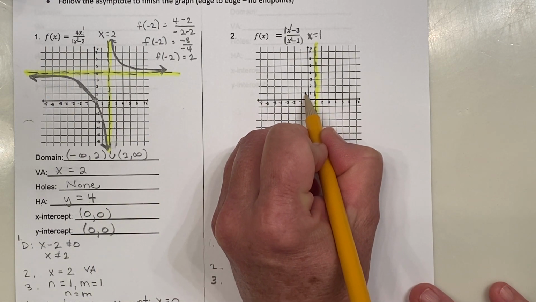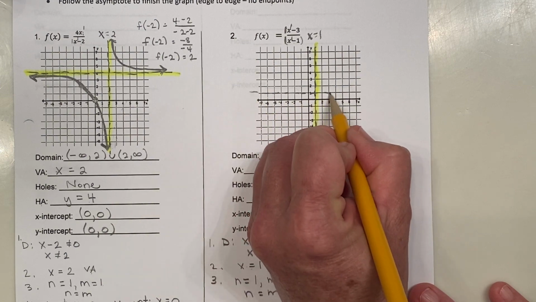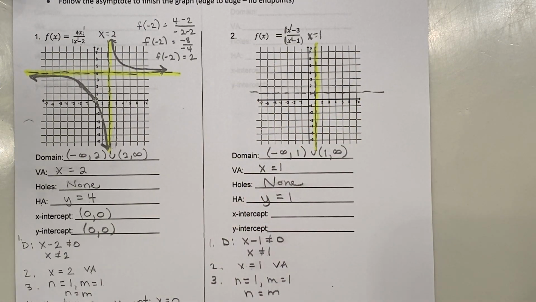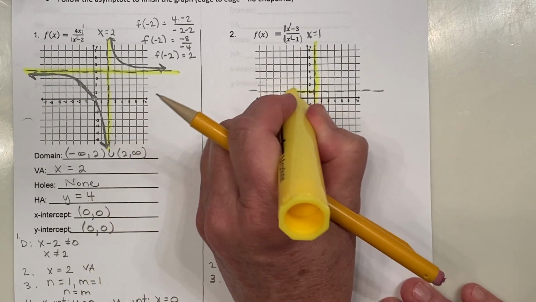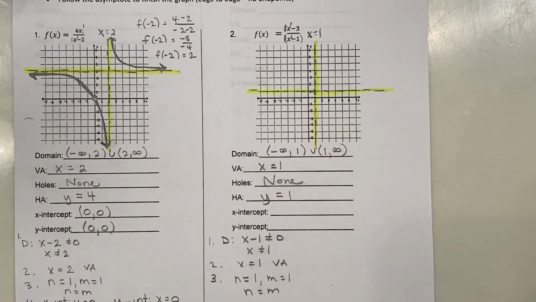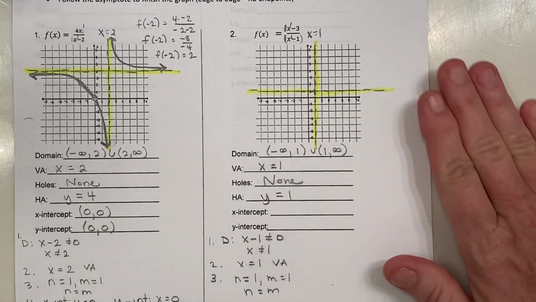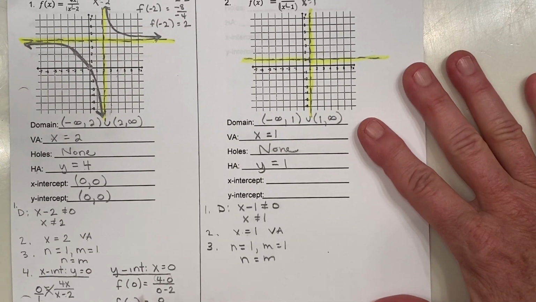So go from the origin up to y equals 1 and draw in the horizontal asymptote. I'm going to go ahead and highlight that. Okay, let's see now for number 4 if we have any x or y intercepts.